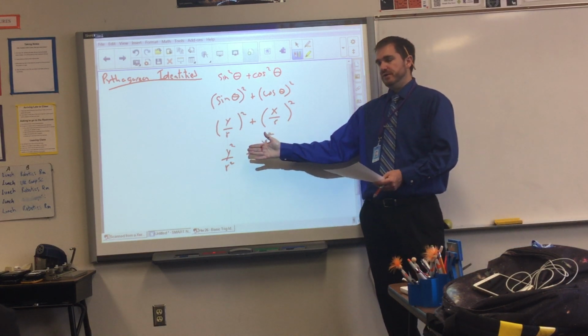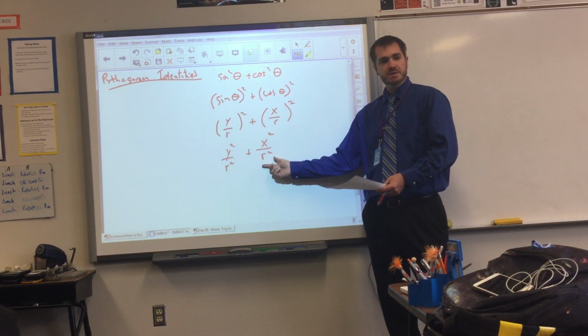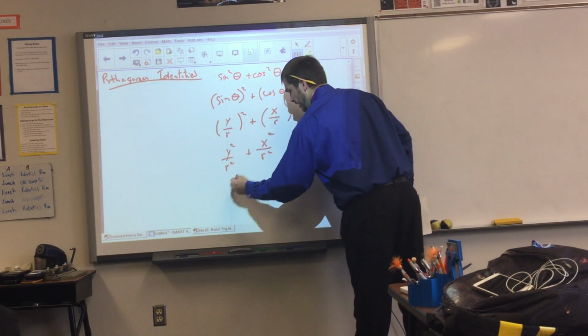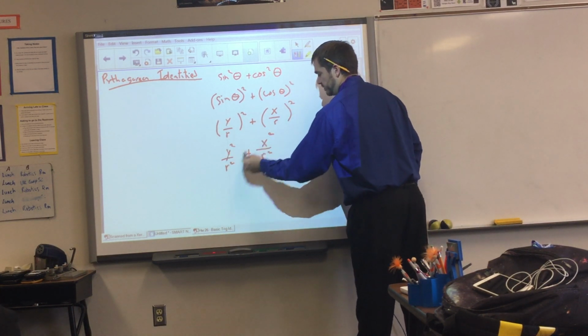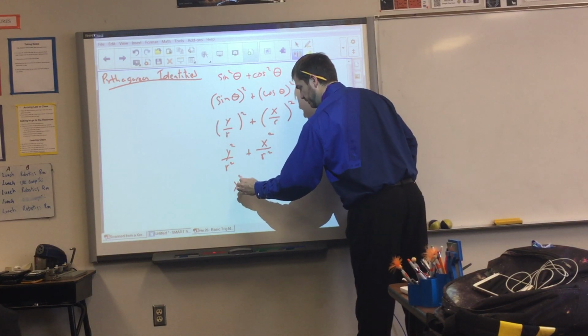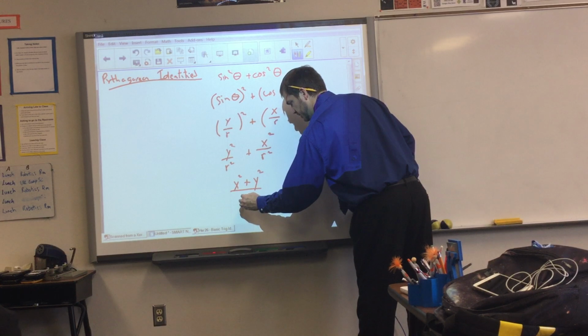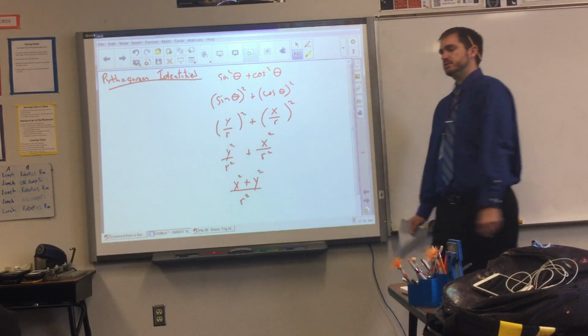I need to combine these two fractions, but look what we have here, common denominator. It's our lucky day. Let's go ahead and just write it. And I don't like writing y squared plus x squared. I want to be alphabetically correct here, so I'll write x squared plus y squared all over r squared.